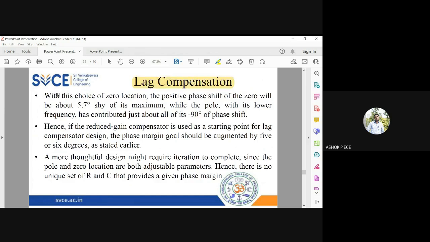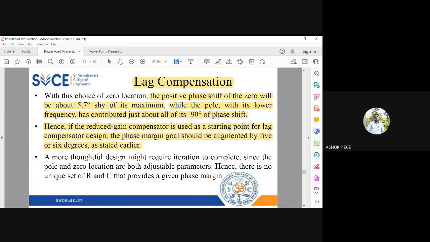So with the choice of zero location, the positive phase shift of the zero will be 7.5 degrees at the maximum, while the pole will contribute a phase shift of minus 90 degrees. So if the reduced compensator is used as the starting point for the lag compensator, the phase margin should be this 5.7 degrees, or approximately, they say that it should be used to accommodate an extra 5 to 6 degrees.